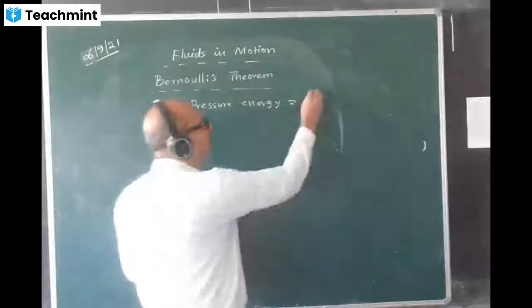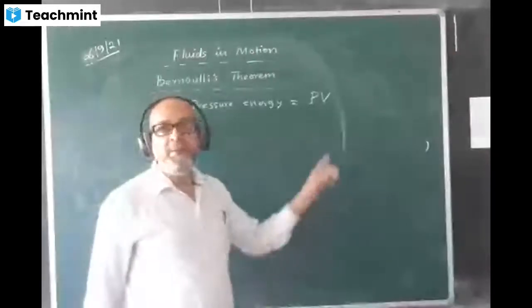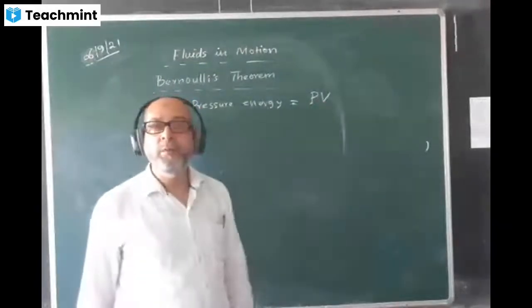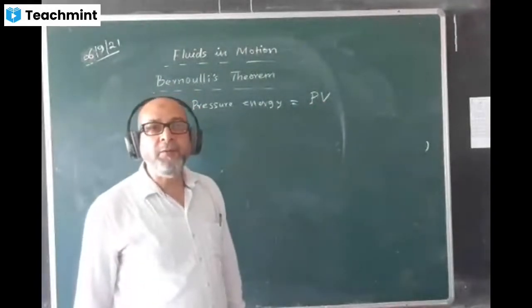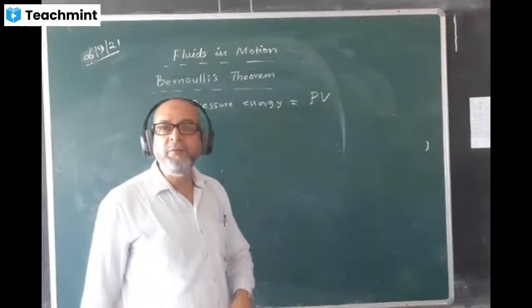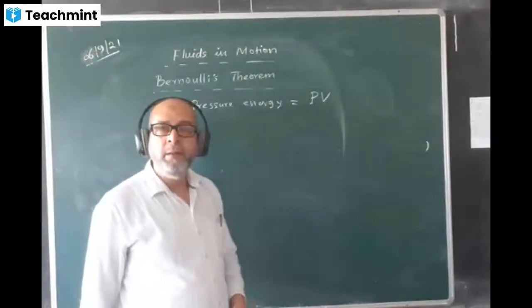Pressure energy formula is PV. PV for pressure energy. P means pressure and V stands for volume. And it is applicable only for a fluid. Fluid means gas and liquid.